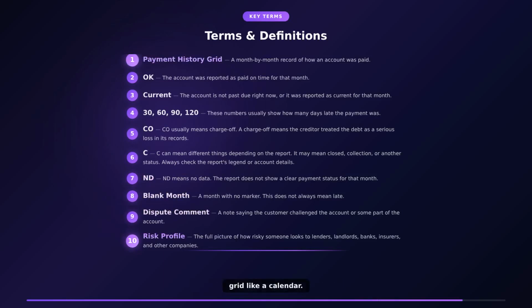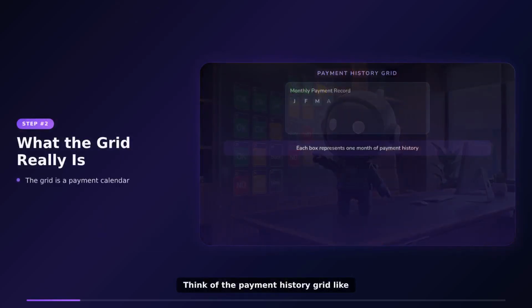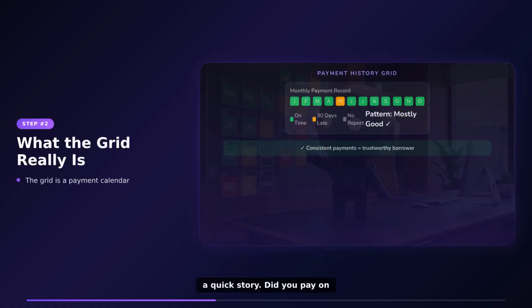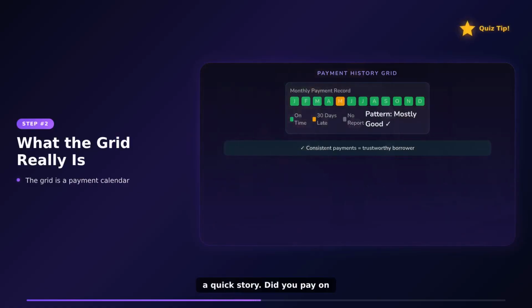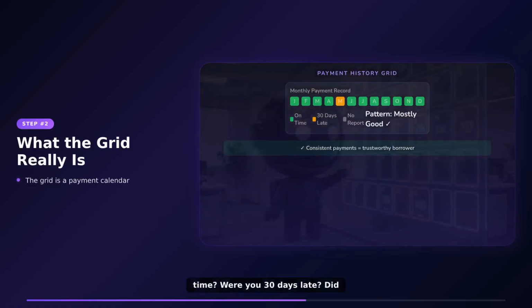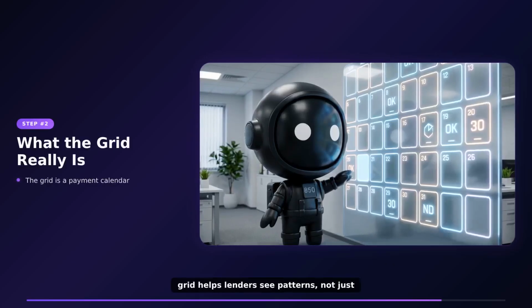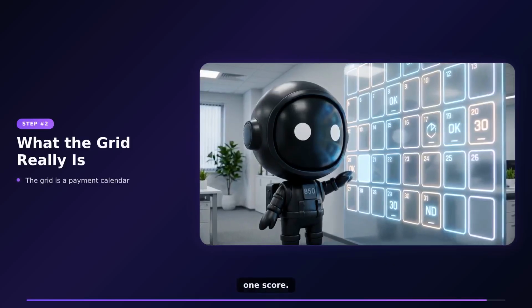Now, let's jump in. Think of the payment history grid like a calendar. Each box stands for 1 month. The marker in that box tells a quick story. Did you pay on time? Were you 30 days late? Did the creditor stop reporting that month? This grid helps lenders see patterns, not just one score.